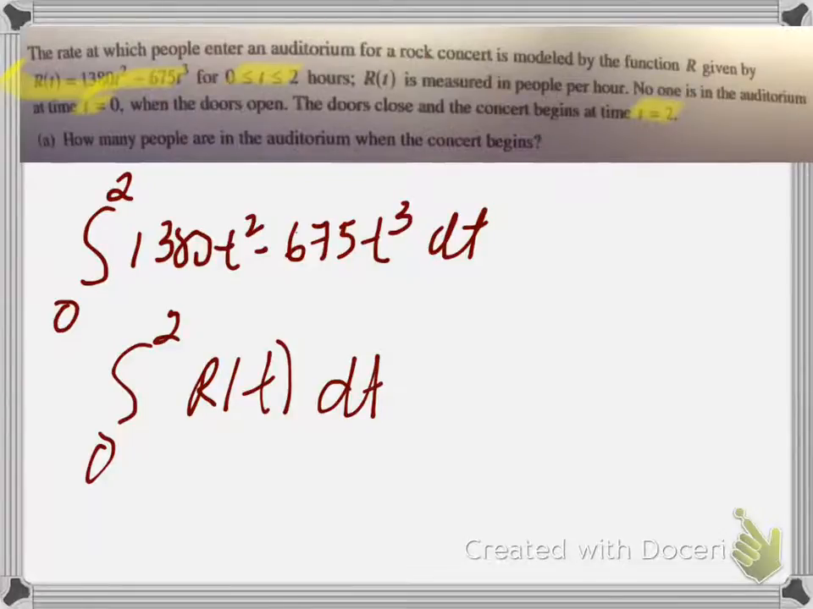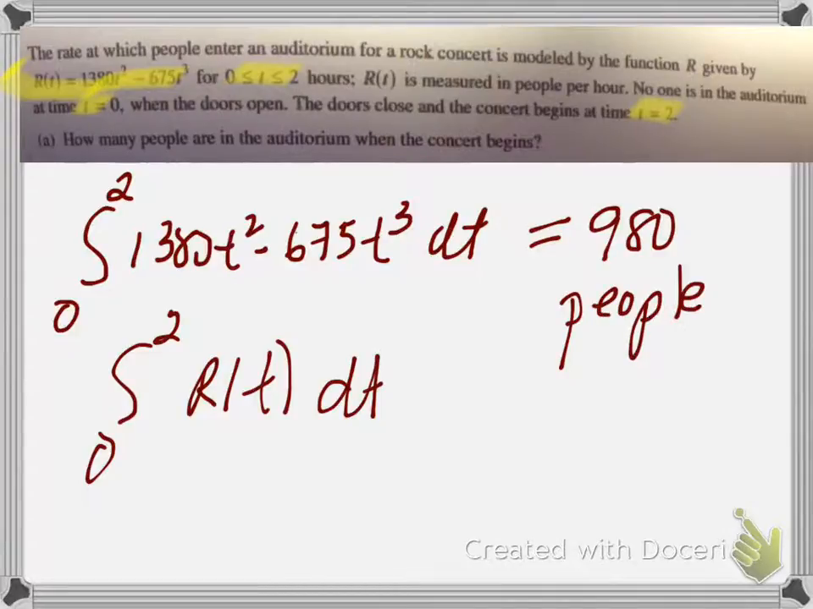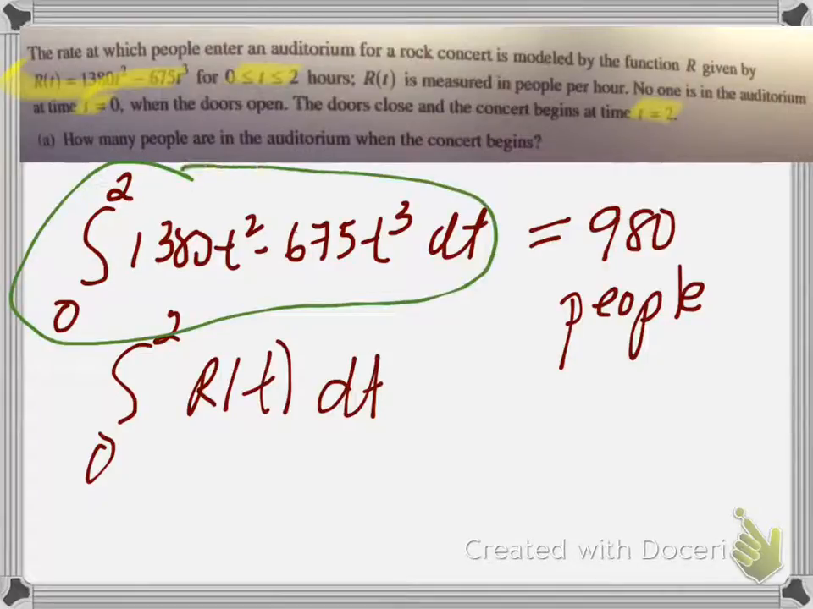And then this is a calculator question. You're going to put it in your calculator, and you're going to get 980. So in this particular problem, what are we talking about? We're talking about how many people are in the auditorium when the concert begins. So 980 people. And the scoring for this was: if you just set up the integral, that was worth 1 point, and if you got the answer, that was another point. So I think that's a pretty easy 2 points.